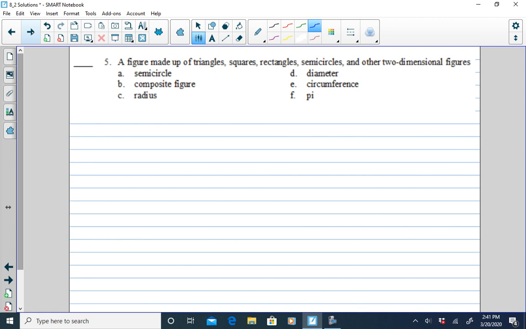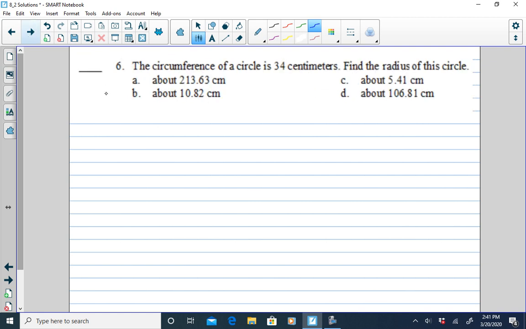Okay, problem number 5 is simply a vocabulary question. A figure is made up of triangles, squares, rectangles, semicircles, and other two-dimensional figures, right? That was part of the lesson if you watched the video, and that's simply B, composite figures. Alright, this question here, the circumference of a circle is 34 centimeters. Find the radius of the circle.